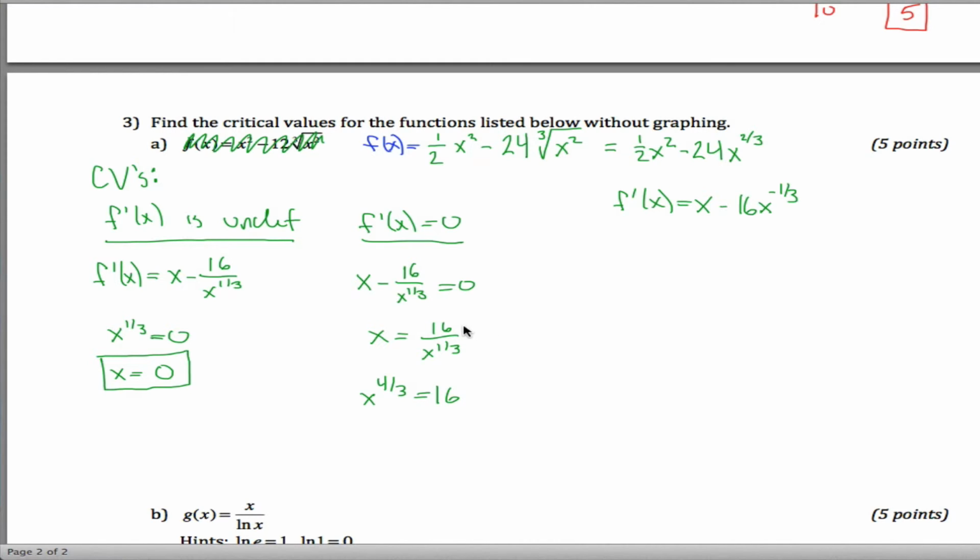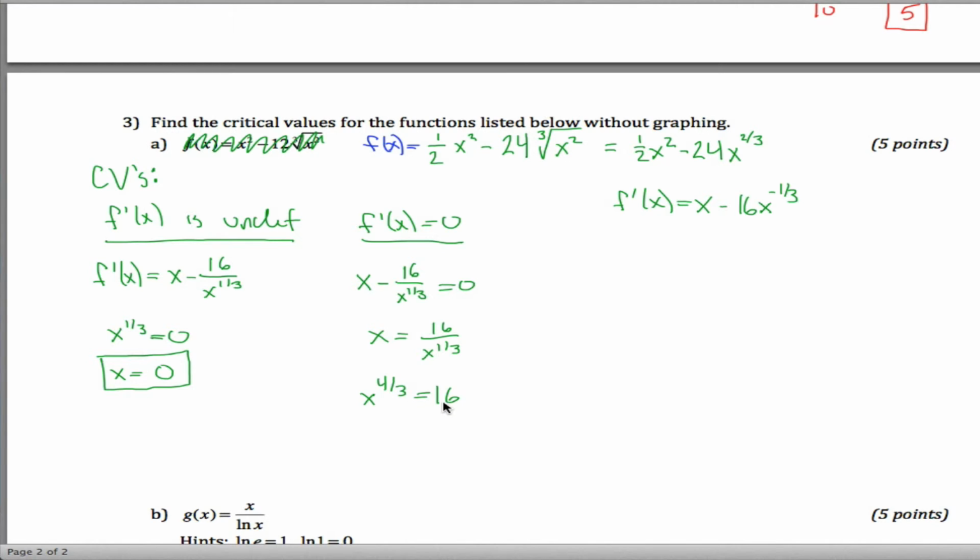You've got to be a little careful when you multiply both sides of an equation by a variable. You can't multiply both sides of the equation by 0, right? You'd lose all the information. We don't have to worry about that though, because when x equals 0, the first derivative is undefined, and we've already taken care of that case. So x to the 4/3 power equals 16. To solve for x, I could cube both sides of the equation. I don't want to know what 16 cubed is, but you could figure it out if you want.